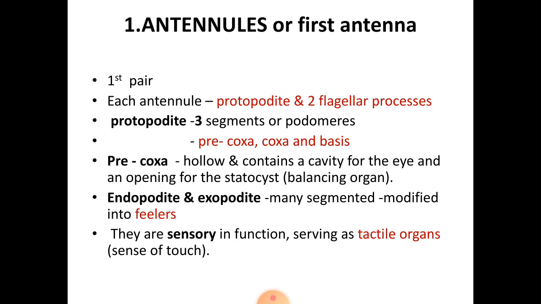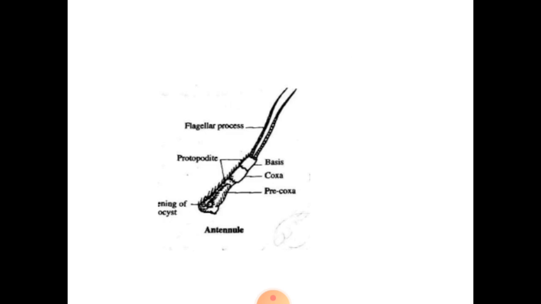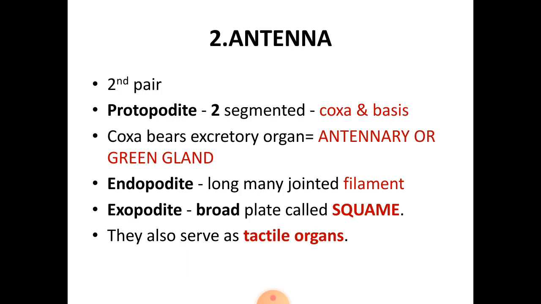This precoxa is hollow and it contains a cavity for the eye and an opening for the statocyst, which is a balancing organ. And the endopodite and exopodite are many segmented and modified as feelers. They are sensory in function, serving as tactile organs, sense organs for touch. This is the structure of antennule: precoxa, coxa, basis and two flagellar processes.